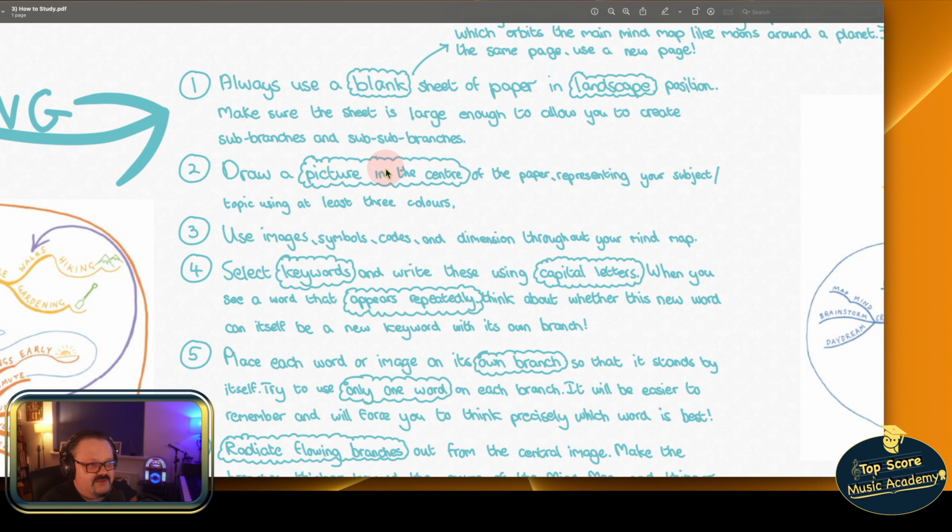As the old saying goes, a picture speaks 1,000 words. So if you have a picture in the center of your mind map to represent the topics that you're trying to memorize, that will hopefully give you a good starting position that's memorable and easy to recall later on.